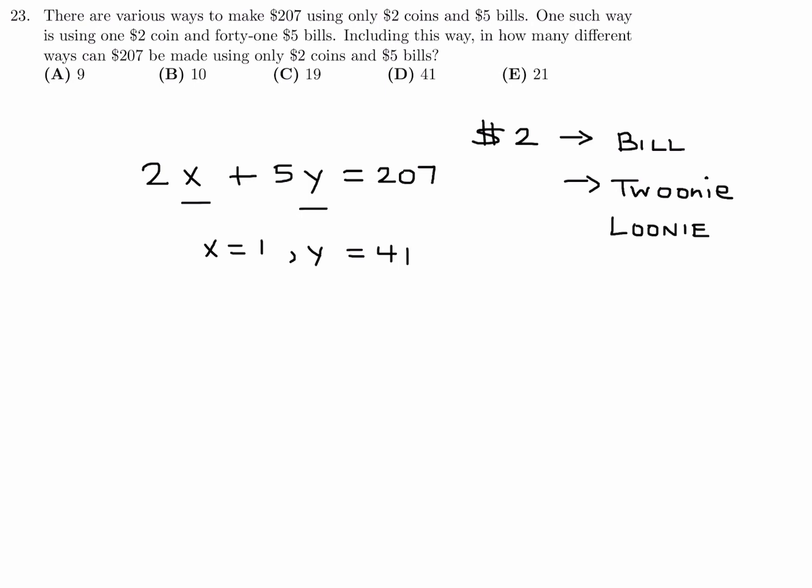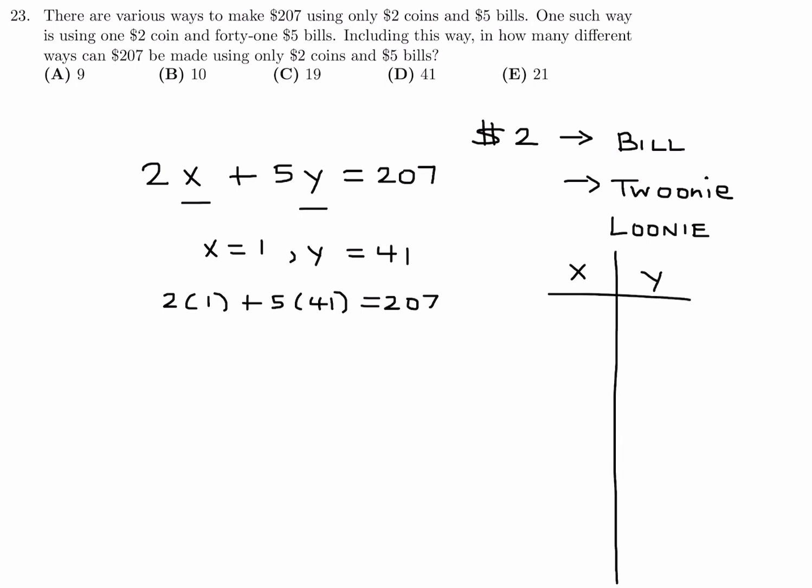If those are the numbers, this does indeed work out. You can verify it. It does indeed equal $207. So what we can do is just make a list and see how this behaves. I think we can start with 0 for X, and let's just see what happens. There are several ways of doing this, but I'll just do it the simple way.